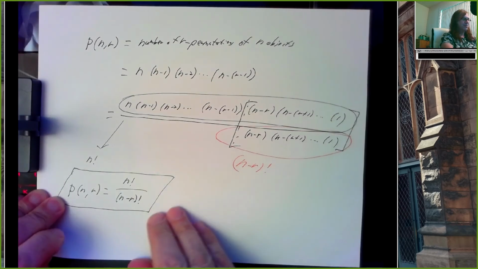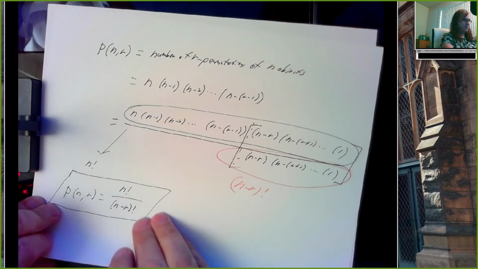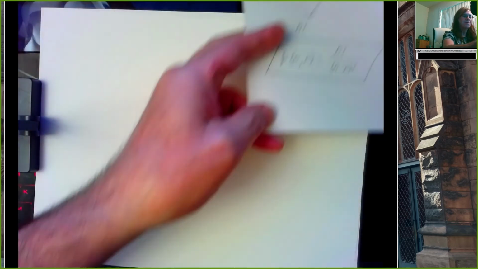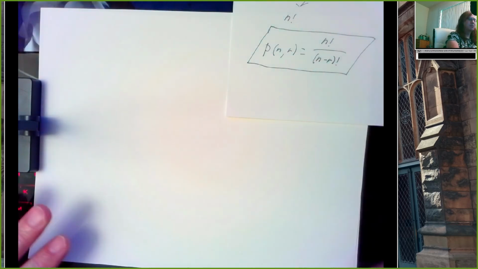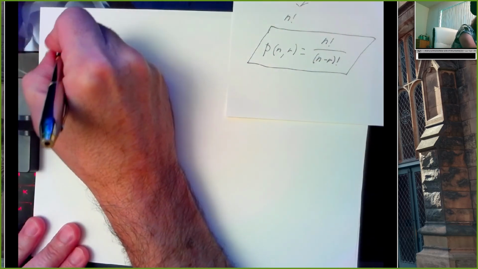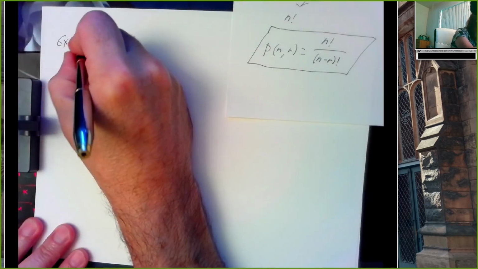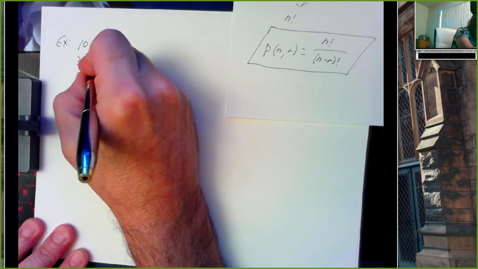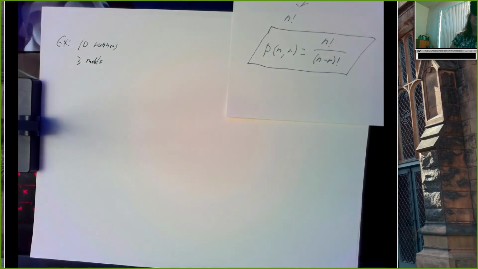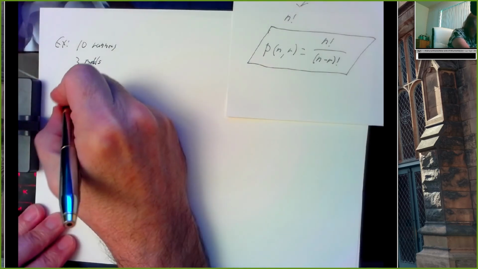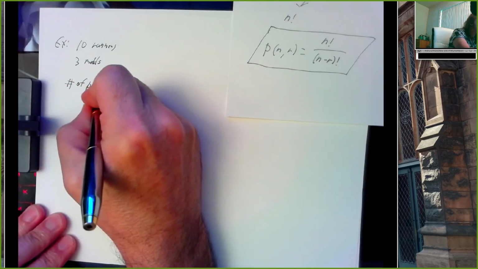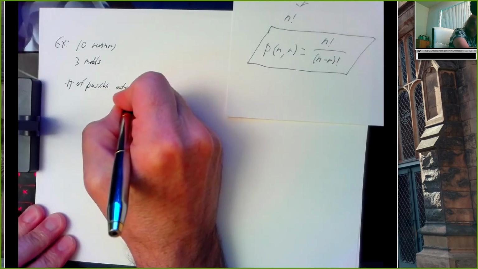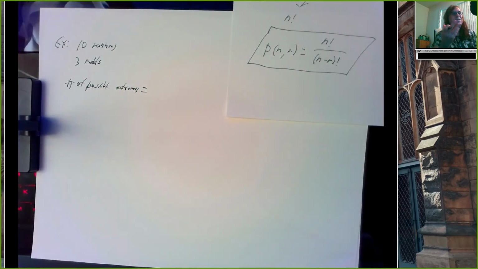All right, so we can go to town with this formula. Let me keep this up here, and let's start using this and see some examples. So suppose you have a running race and you have 10 runners, and you're going to have 3 medals: gold, silver, and bronze. First, second, and third place. And how many possible outcomes are there?